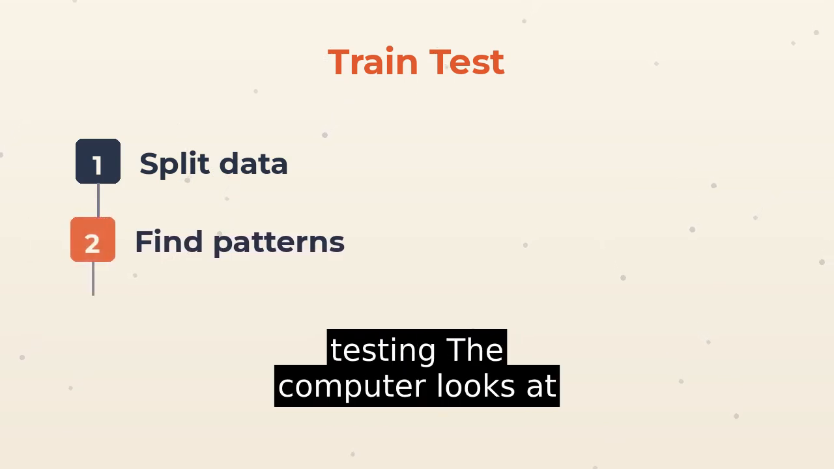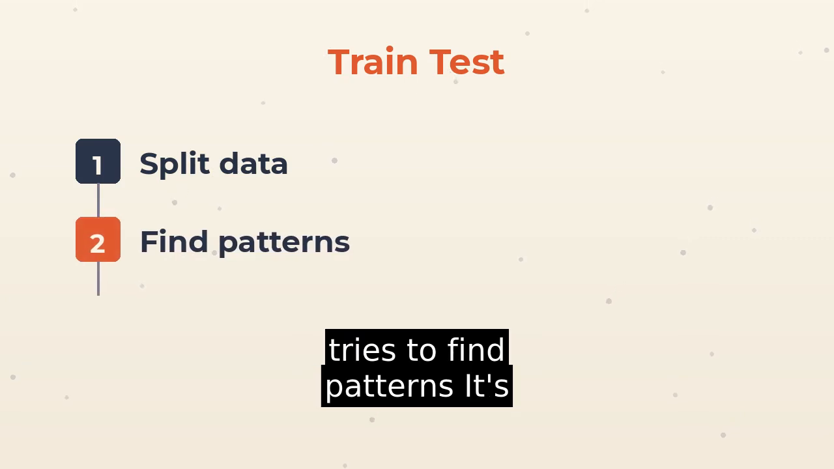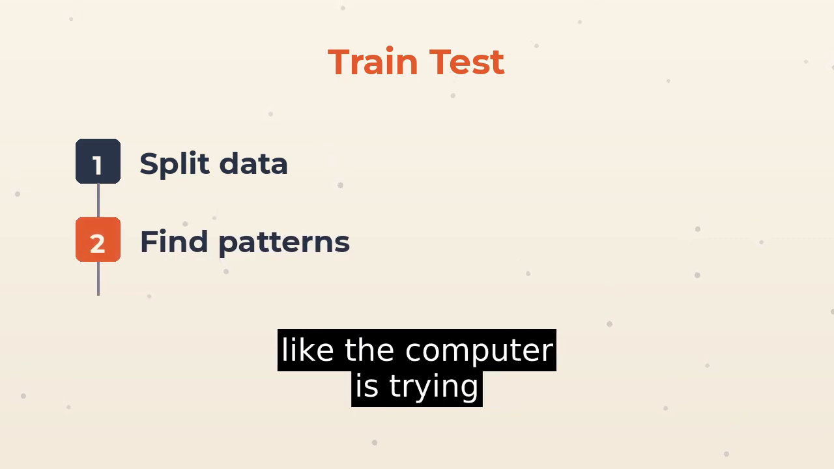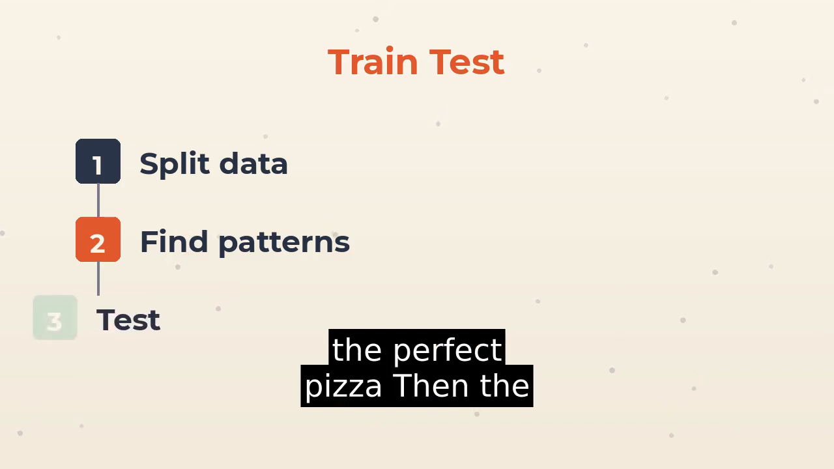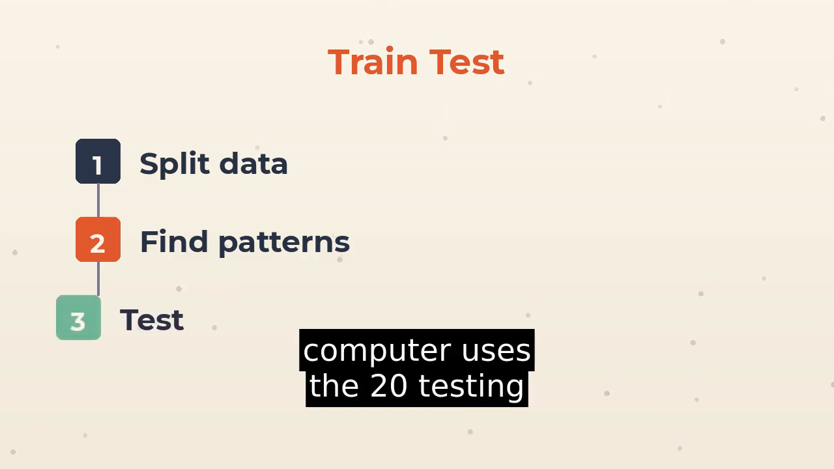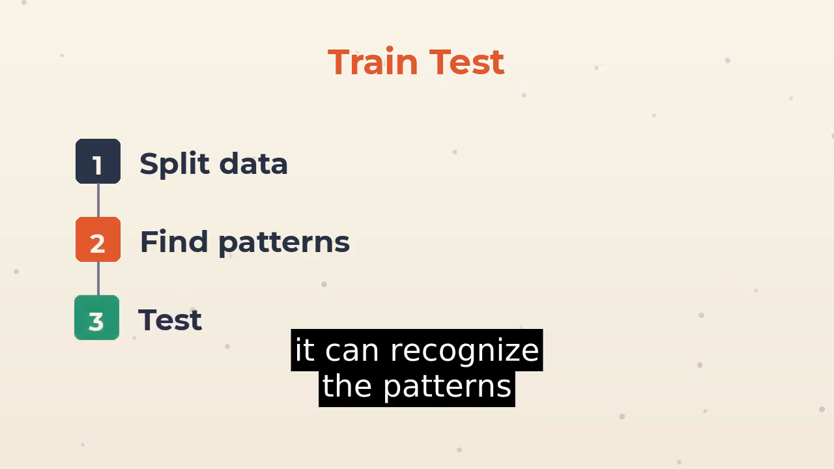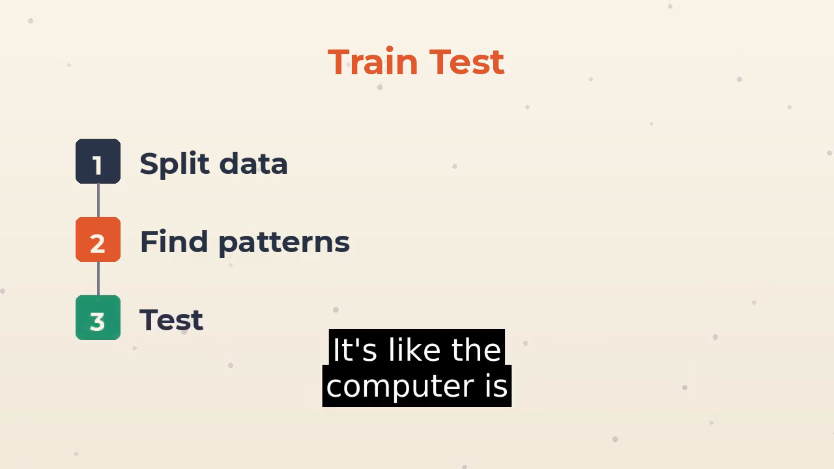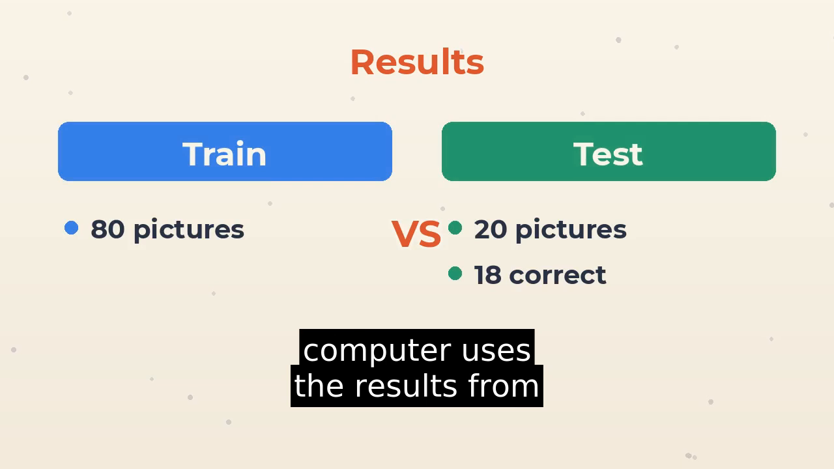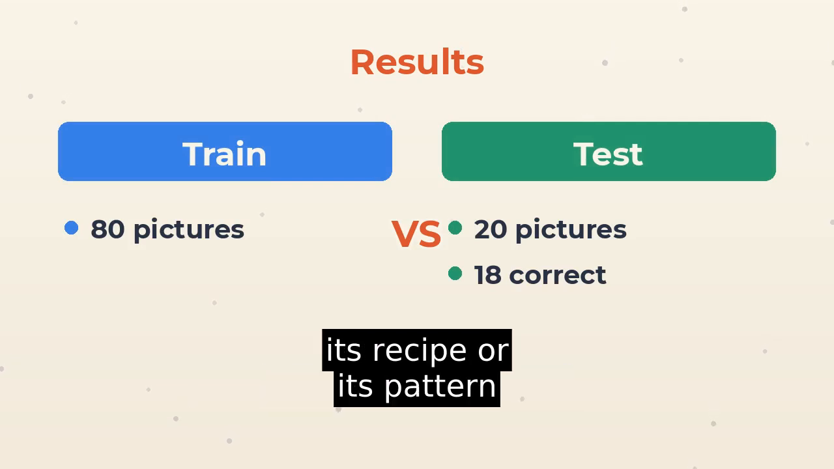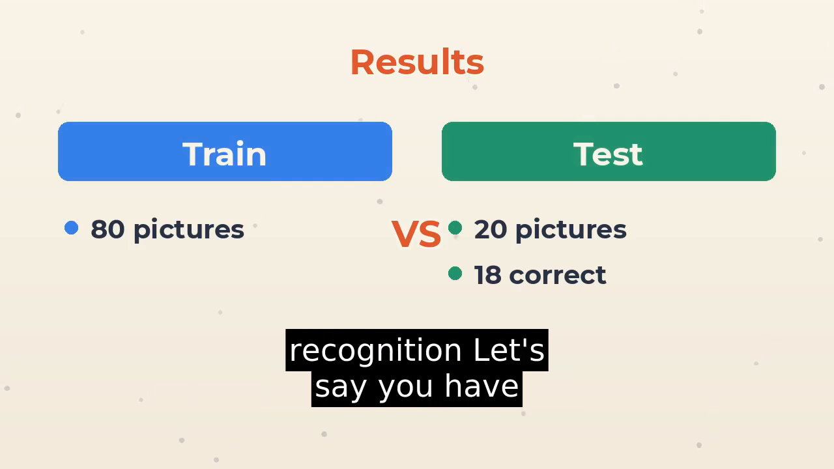The computer looks at the 80 training pictures and tries to find patterns. It's like the computer is trying to learn the recipe for the perfect pizza. Then, the computer uses the 20 testing pictures to see how well it can recognize the patterns. It's like the computer is making the final pizza and seeing if it's delicious. The computer uses the results from the testing pictures to improve its recipe, or its pattern recognition.